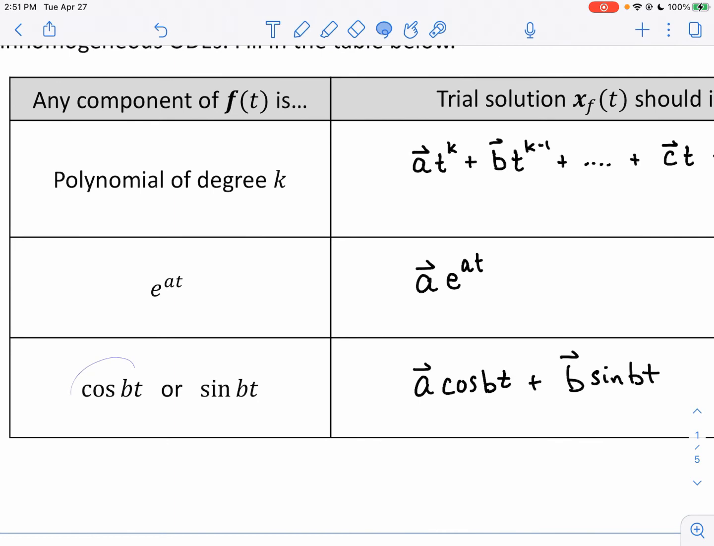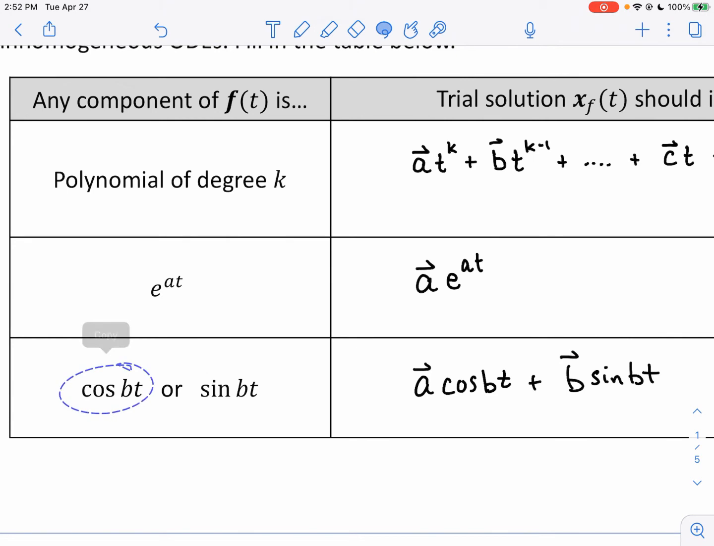So if you have only cosine bt as one of your components of bold f, of vector f, then you do need both of these in your trial solution. And if you only have sine in one of your components, then you need to still have both of these. If you have cosine in one component and sine in a different component, remember f here is a vector, so it has multiple components. And if this is in one and this is in the other, then you need only this still in your trial solution.